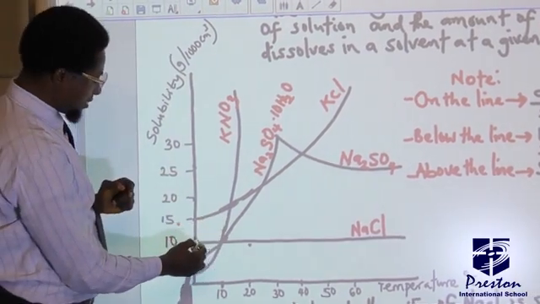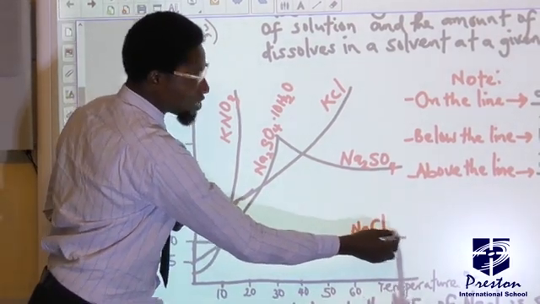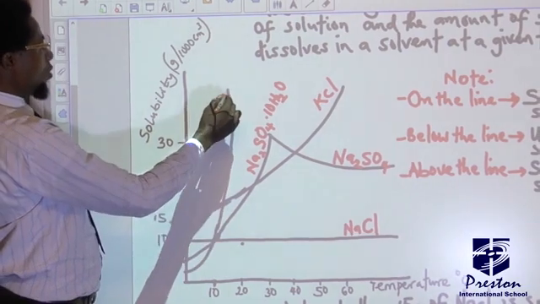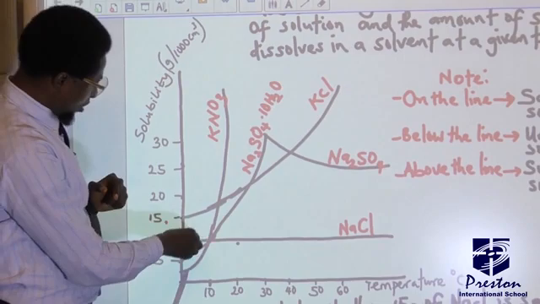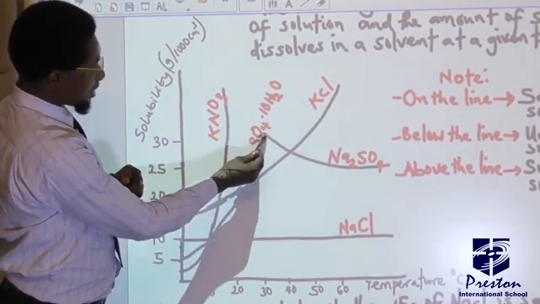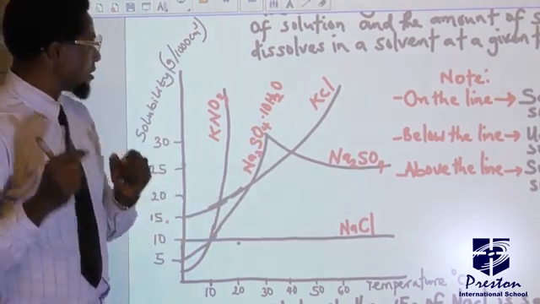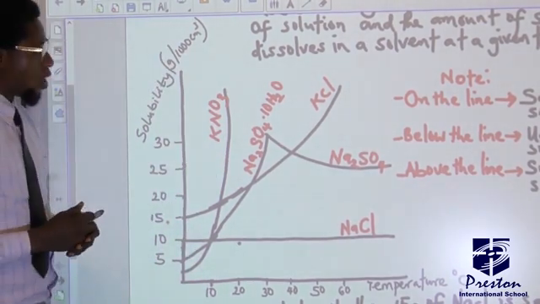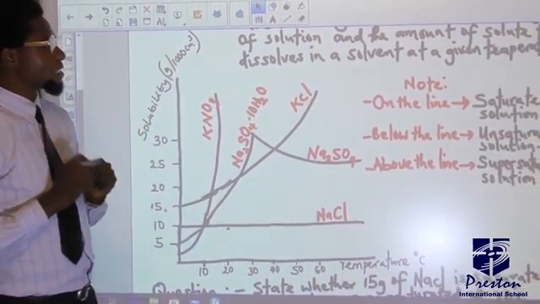This line here is the solubility line representing the solubility of sodium chloride. The one you have here is for potassium trioxonitrate(V) salt. The one that is bent here is the one representing sodium tetraoxosulfate(VI) decahydrate. And we also have many more of these. Let us quickly see how we can use this curve to determine the type of solution.